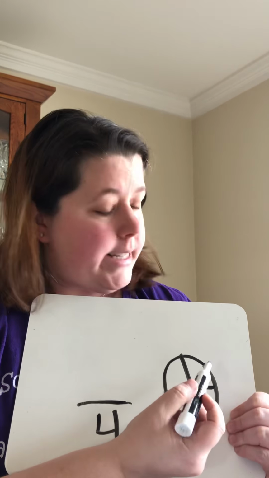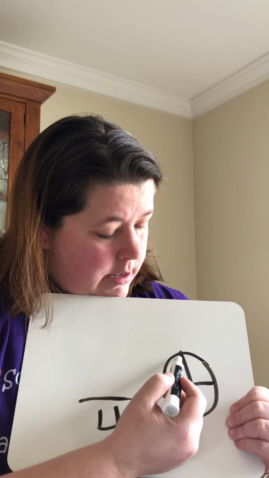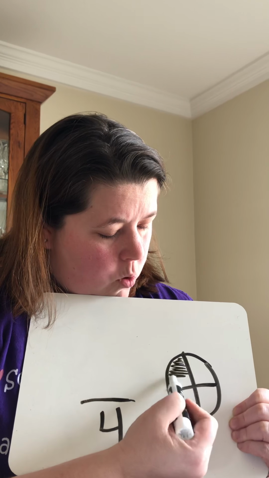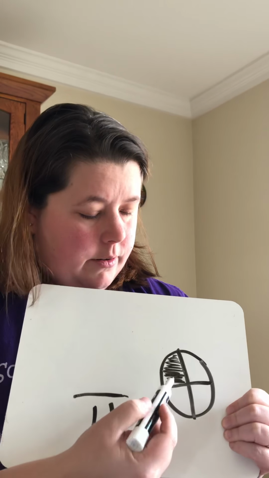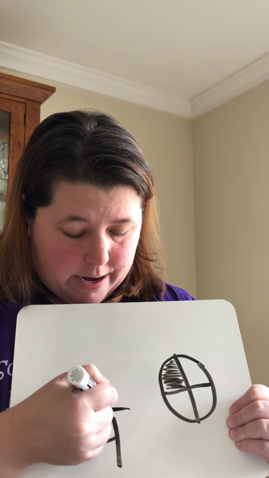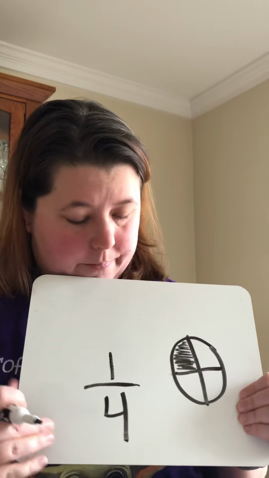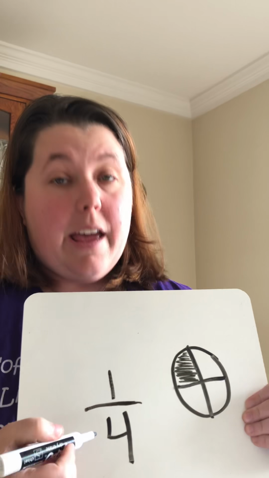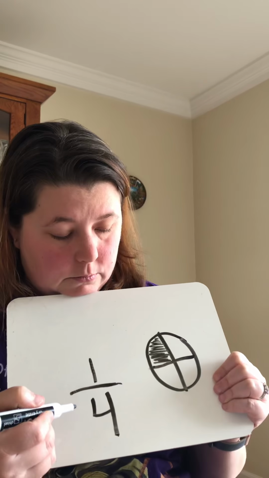So just to keep it simple, let's color in one of the parts. So we colored in 1 part, so that 1 goes right over its 4. So we have the numerator and the denominator.